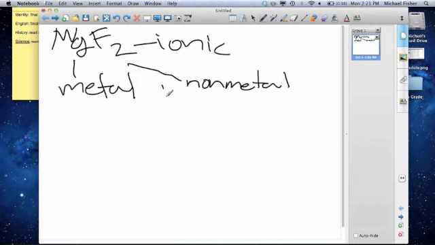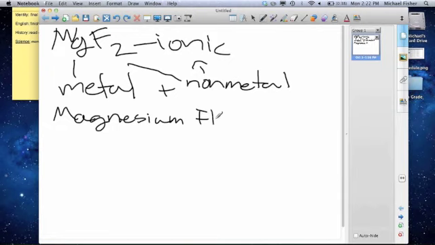Okay, with an ionic bond, you don't put prefixes in the naming. So the name would just be magnesium fluoride. You always want the metal to be first, and you want the second element to end with "ide."